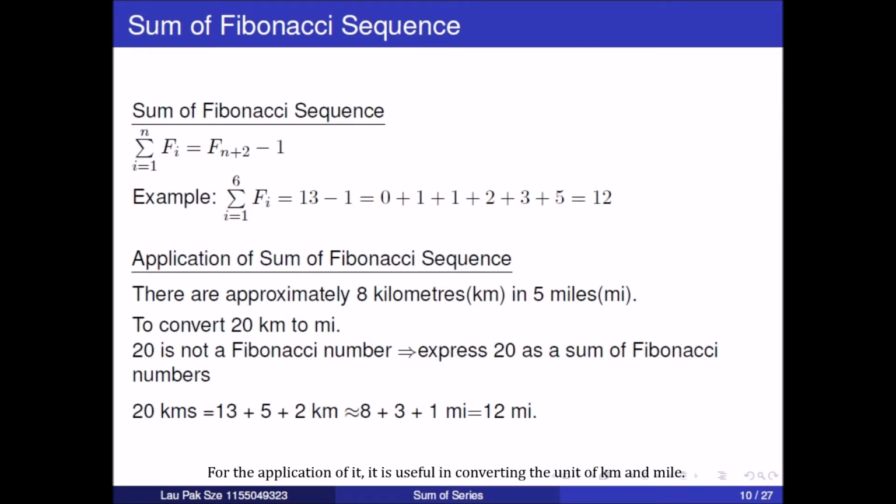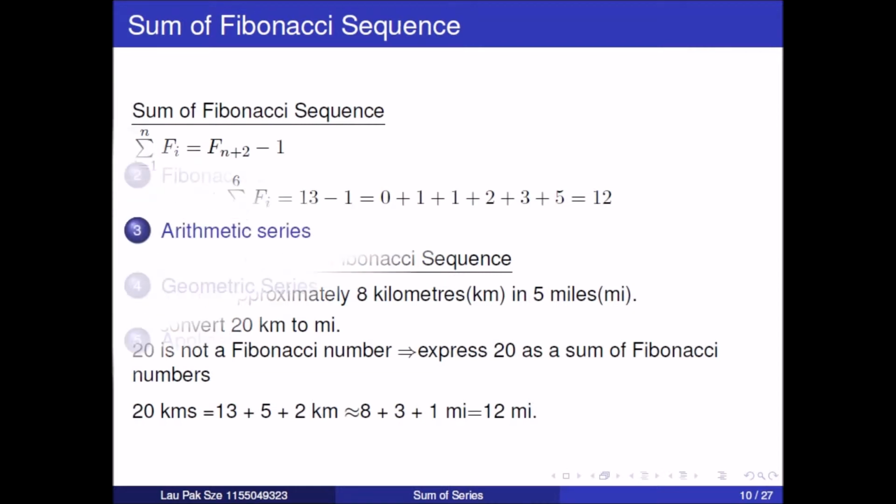As for its application, it is useful in converting between km and miles. For instance, there are approximately 8 km in 5 miles. So, to convert 20 km to miles, we can express 20 as a sum of Fibonacci numbers, with 13 plus 5 plus 2 km equals 20. It is around 8 plus 3 plus 1 miles, which equals 12 miles.